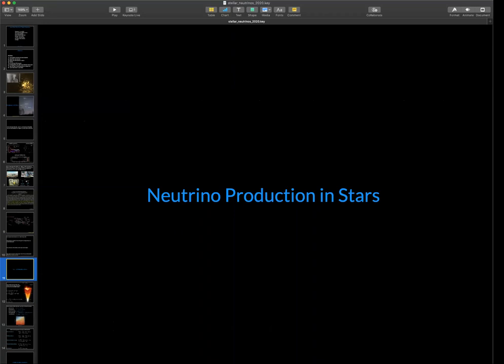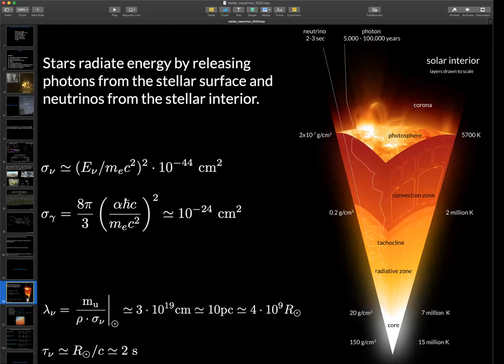And so now I want to do a quickie on neutrino production in stars as a reminder for where those neutrinos come from. So stars lose energy by two mechanisms. They lose energy by photons from the stellar surface and from neutrinos from the stellar interior, okay? And so the cross-section for neutrinos is of the order of 10 to the minus 44, and the cross-section for photons is on the order of 10 to the minus 24. And so the neutrinos with a very long mean free path just go booming straight out of the stellar core. The image there is representative of the sun, so these would be solar neutrinos.